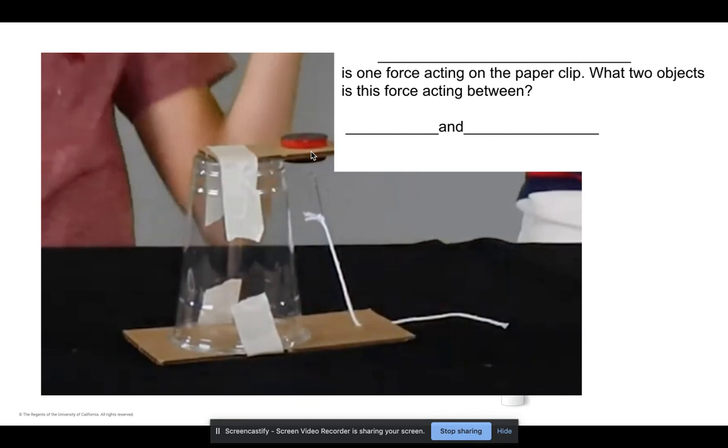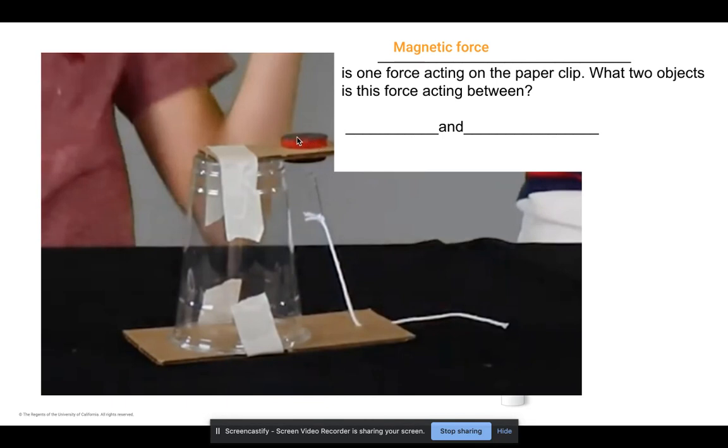So, by looking at this, we're going to keep in mind our first force. We're going to look at the magnets. So, we know that one of the first forces would be the magnetic force, the magnets acting on each other. The magnetic force is one force acting on the paperclip. But what are the 2 objects this force is acting between? We have that magnetic force. I want you to think. What is it acting on?